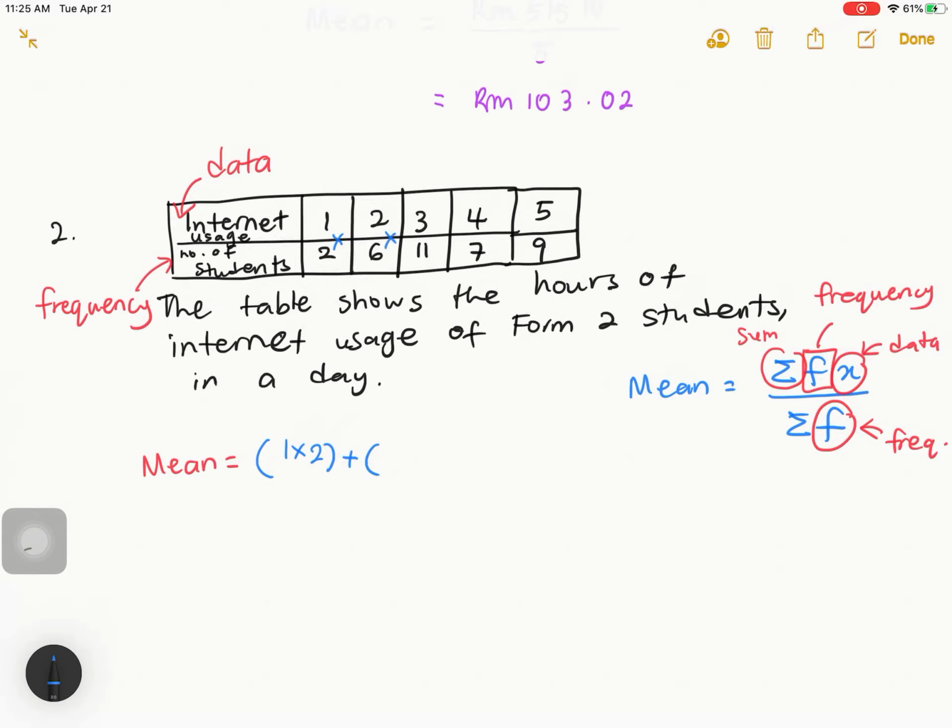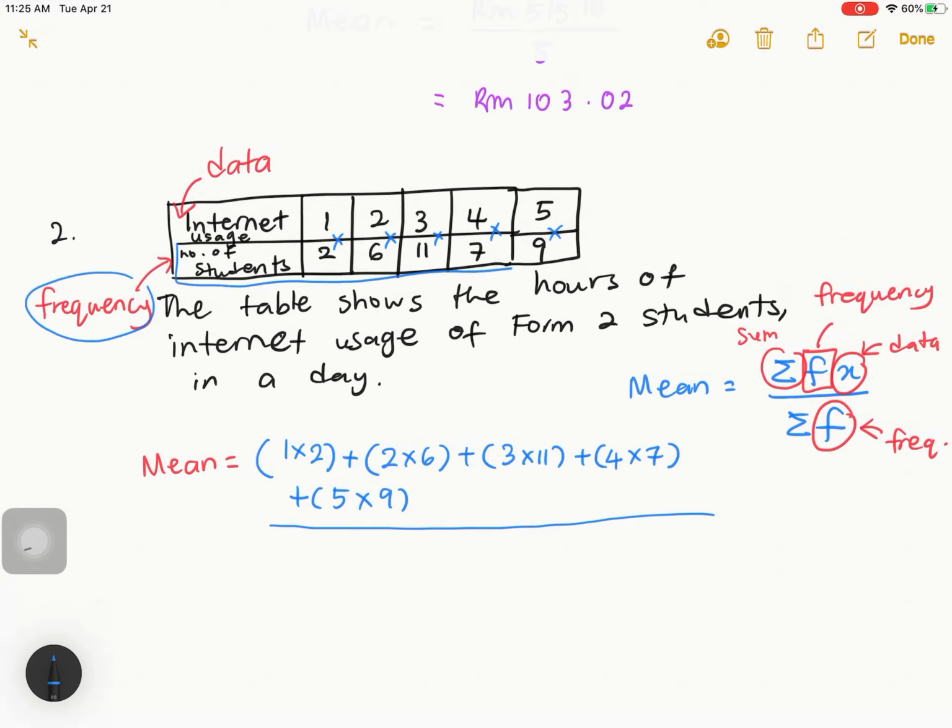1 times 2 plus 2 times 6 plus 3 times 11 plus 4 times 7 plus 5 times 9, over sum of frequency. So this is the frequency, right? So you just need to add all the frequency. If you add that all, you get 35, right? So 2 plus 6 plus 11 plus 7 plus 9.